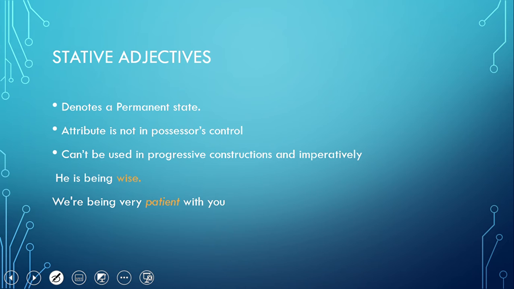Next is dative adjectives. The name itself is suggesting that it denotes a permanent state that is not in the control of the possessor. It is not in the control of the person who is having the attribute. For example, I say wise, he is being wise. This quality is God gifted, that someone is wise or not, and it is not in the possessor's control to be wise. Do remember that these sort of adjectives cannot be used in progressive constructions and imperatively. For example, I cannot say be wise. Next is, we are being very patient with you. We cannot say like, patienting with you. No. These sort of adjectives cannot be used in progressive constructions and imperatively.